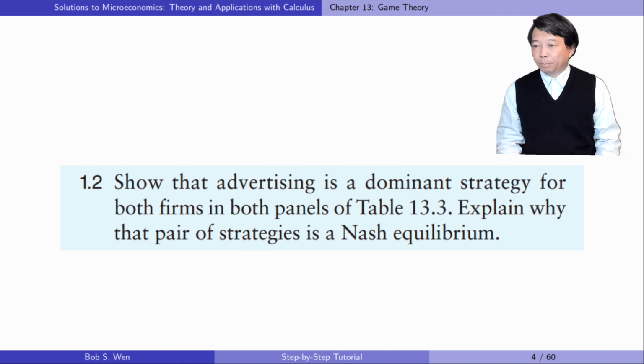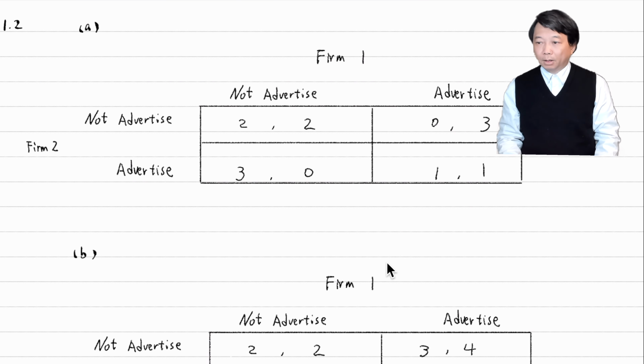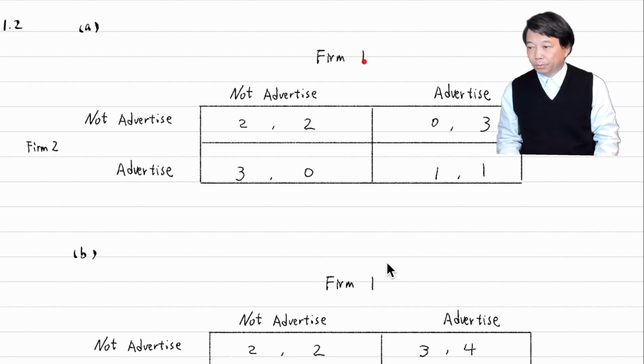Let's try exercise 1.2. Show that advertising is a dominant strategy for both firms in both panels of table 13.3. Explain why that pair of strategies is a Nash equilibrium. As the payoff matrix shows, in each cell, the first number is firm 2's payoff, and the second number is firm 1's payoff. We use the best response approach, and we'll see that advertising is a dominant strategy for both firms. We first find firm 1's choice.